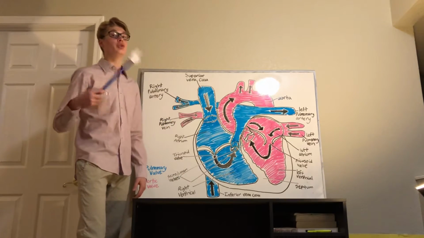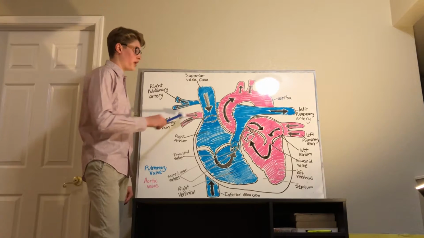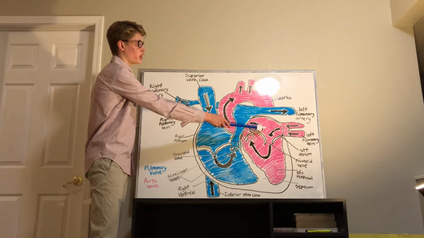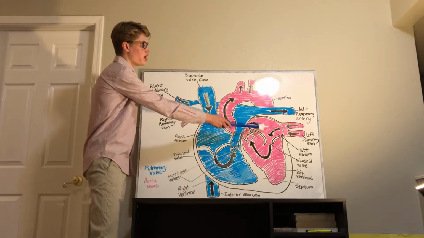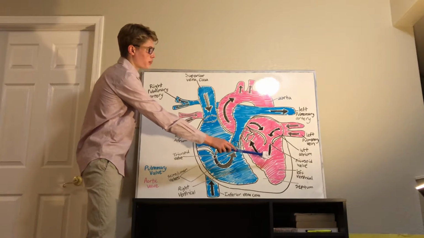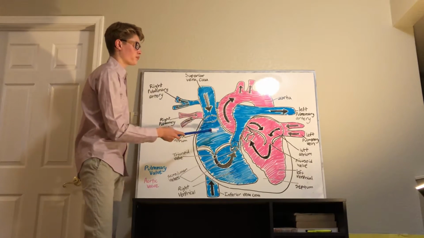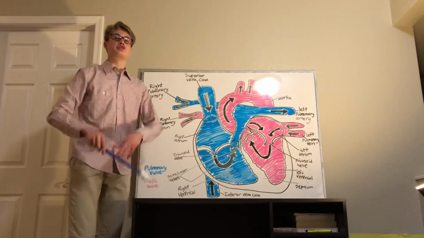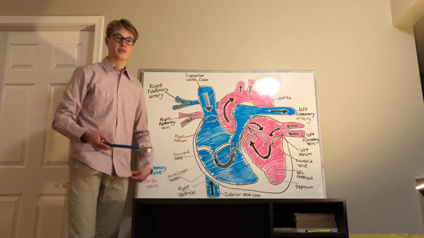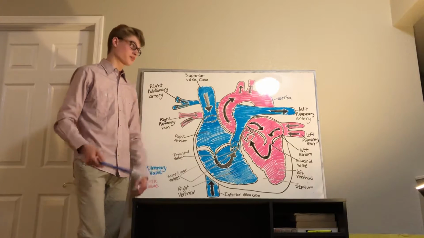That newly oxygenated blood is then passed from the pulmonary vein back into the heart, where it pools in the left atrium, then passing through the bicuspid valve into the left ventricle, then moving all the way through the aortic valve into the aorta. The aorta then disperses the blood throughout the rest of the body, and the body then absorbs the oxygen from the blood.